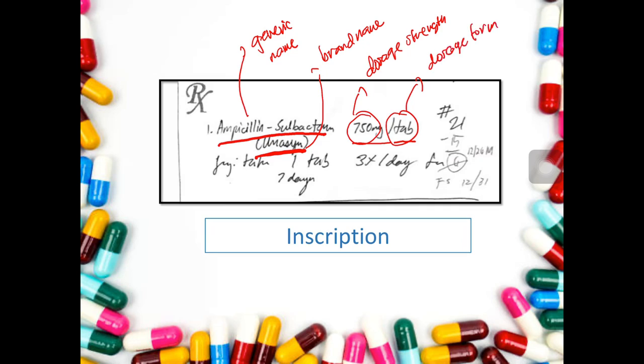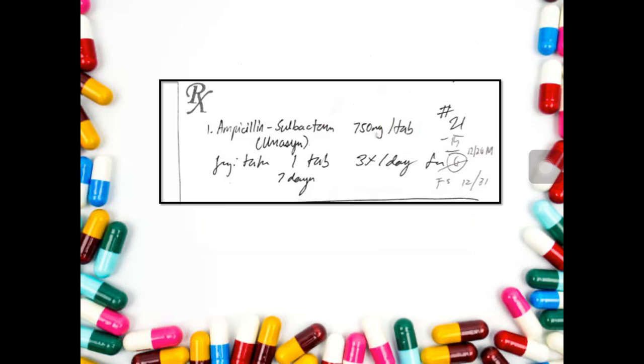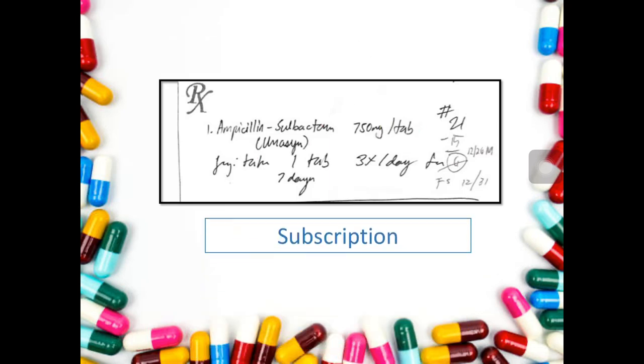If ever in the instance that only the generic name is written in the inscription, this prescription is still valid. But in the case that only brand name is stated, that's the time that we could ask the physician for the generic name of that particular brand to avoid error. Okay? So now, let's move on to the next part of the prescription, which is the subscription.